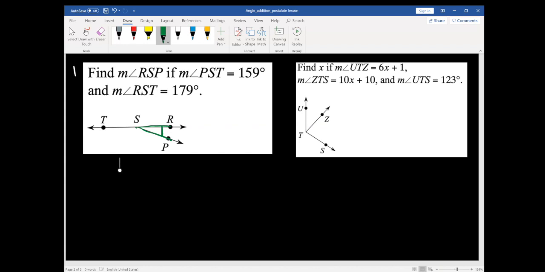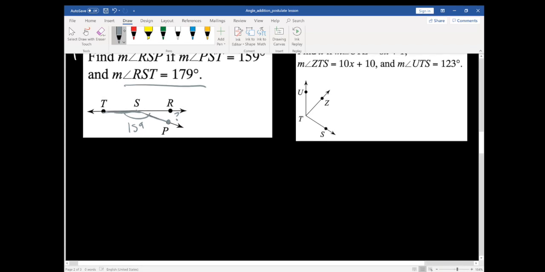Given that PST is 159. PST. So we start with P, and then we use, let's make that gray. We start P, we go to S, and then T. So we're talking about this angle. So this one is 159. And then we don't know what this one is, but we are given something else, that RST is 179. So RST is from here all the way to here.